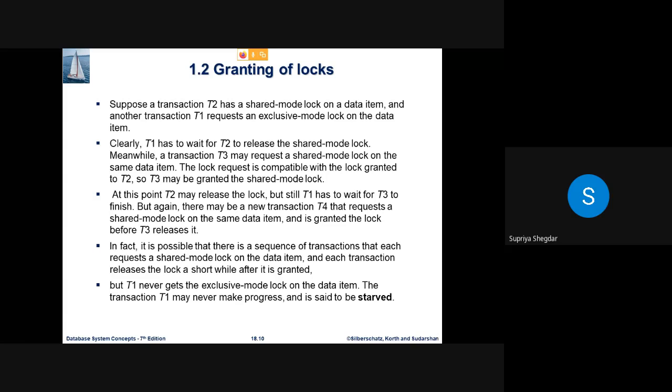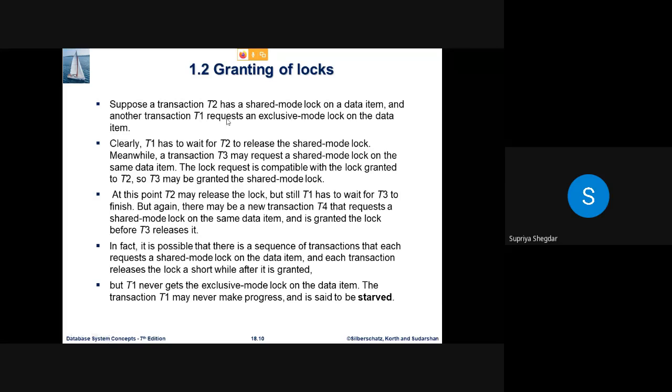Now the second point of the lock based protocol is the granting of locks. When the transaction wants to use the data item, that transaction must request the lock on the data item from the concurrency control manager. The concurrency control manager checks whether the data item is available or not, or whether any other transaction has acquired the lock on that data item. If the data item is free, then the concurrency control manager grants the lock on that data item.